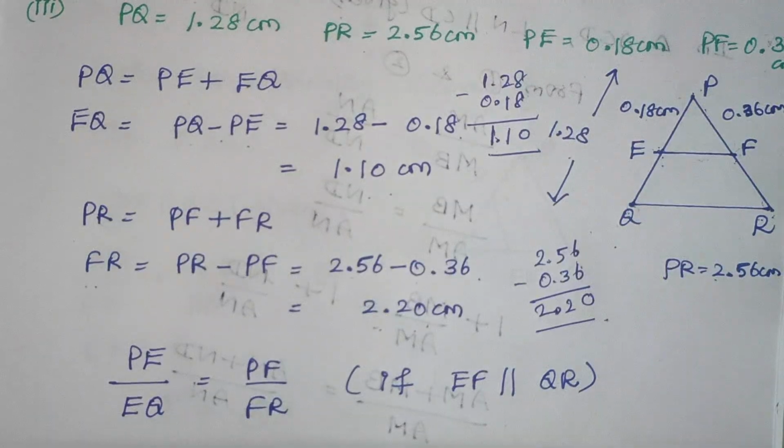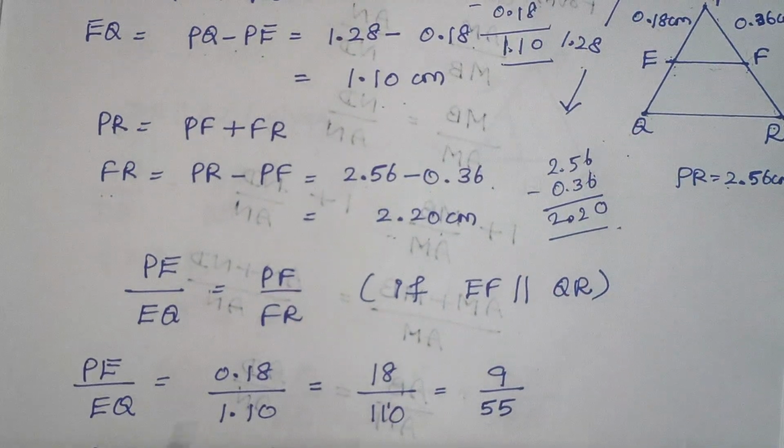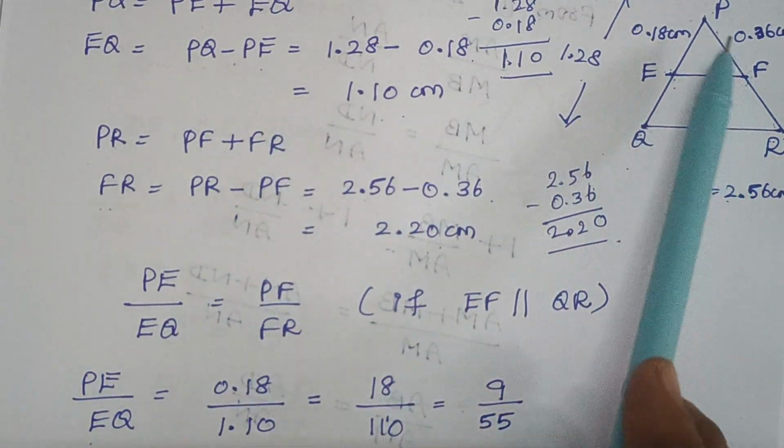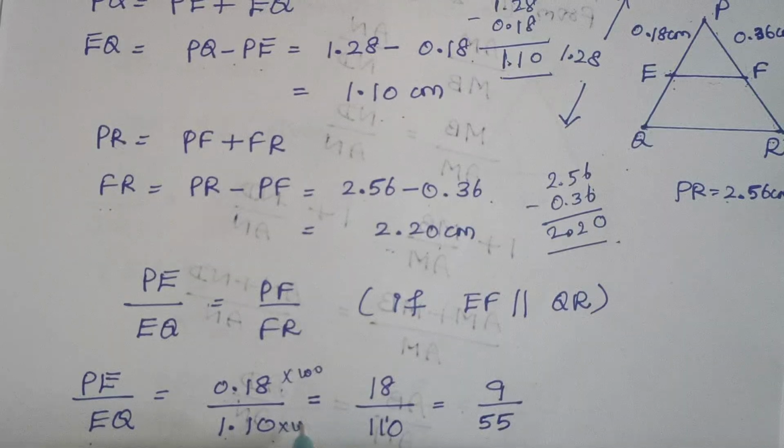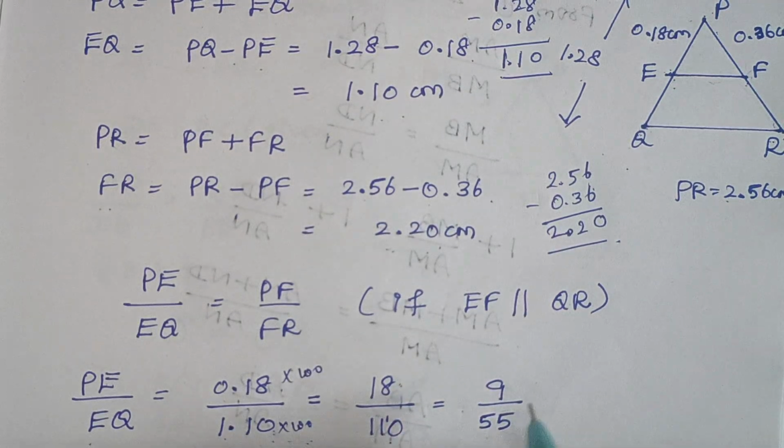FR. Right. So now here we are going to find the values. So PE by EQ is, what is PE? The value of P is 0.18. So 0.18 by 1.10. Again here I am multiplying by 100 to remove the decimal point, as there are 2 digits after the decimal point. That's the reason why I am multiplying by 100. So here it is 18 by 110, and again when you cancel this, you finally got the answer as 9 by 55. Right, I am cancelling with 2. 9 2s are 18 and 55 2s are 110.